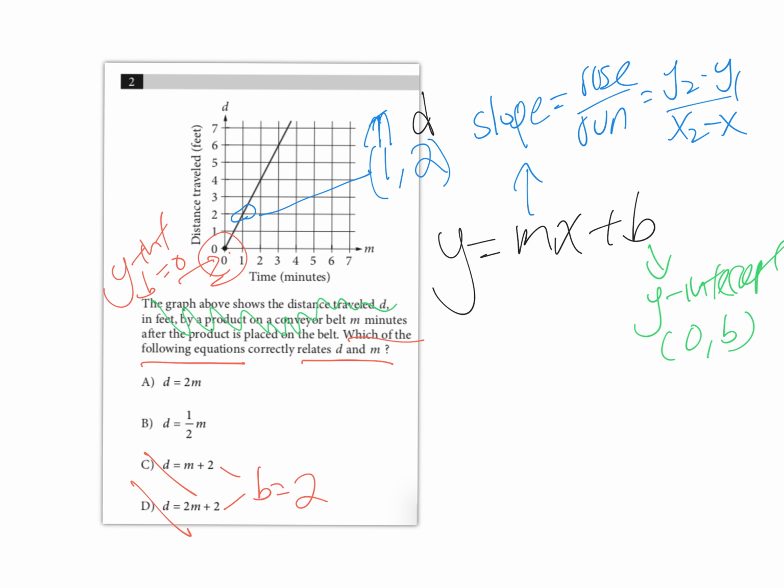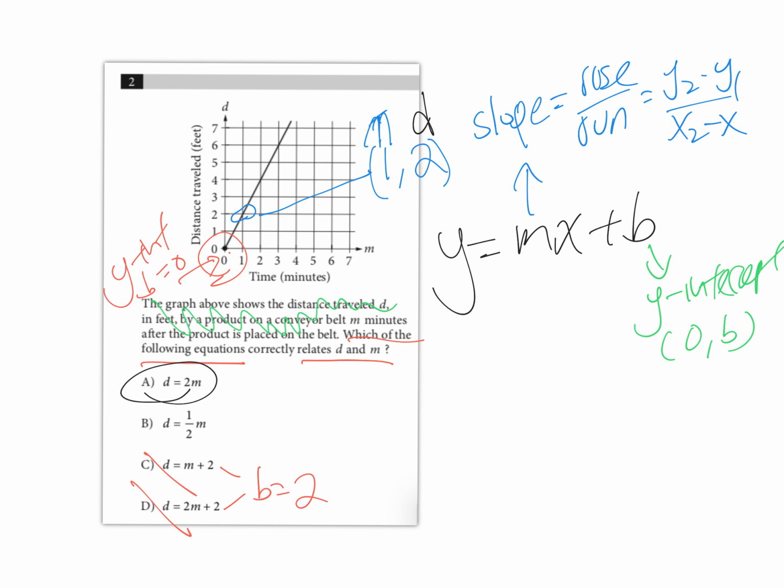So if I plug in 1 for m right there, 2 times 1, oh, it does give me 2. On the other hand, if I plug in 1 into my second equation, 1/2 times 1, that gives me 1/2. That does not give me d. So that tells us that the answer should be A. D equals 2m.